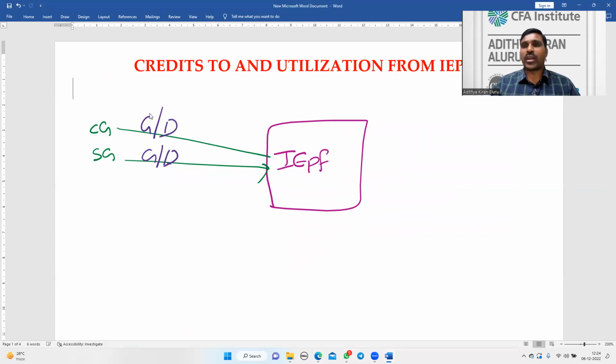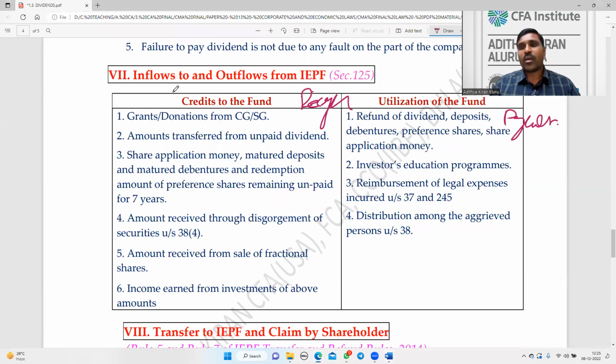Normally, grants are periodical and systematic. Donations are ad hoc, but it doesn't make much difference between grants and donations. At the end of the day, both are support from the government. So, grants or donations from the central government or state government.